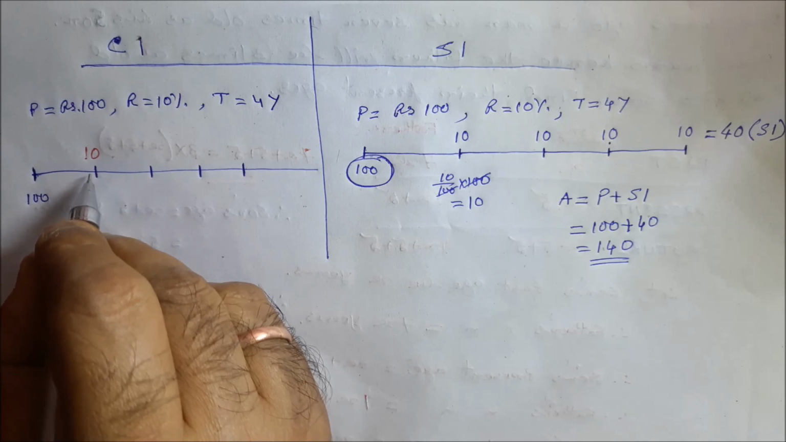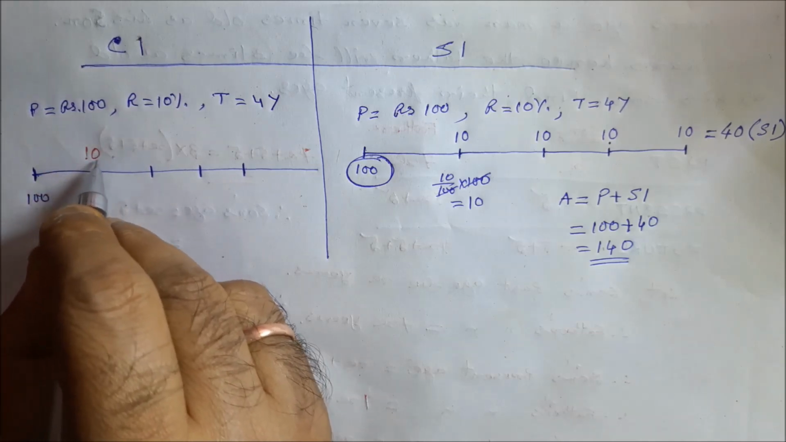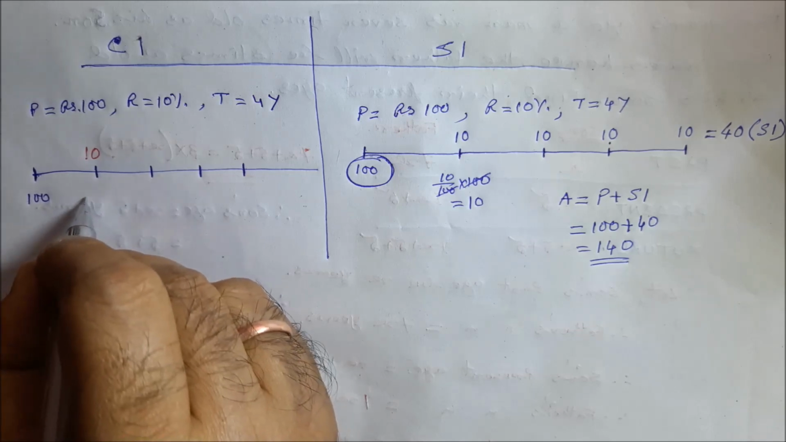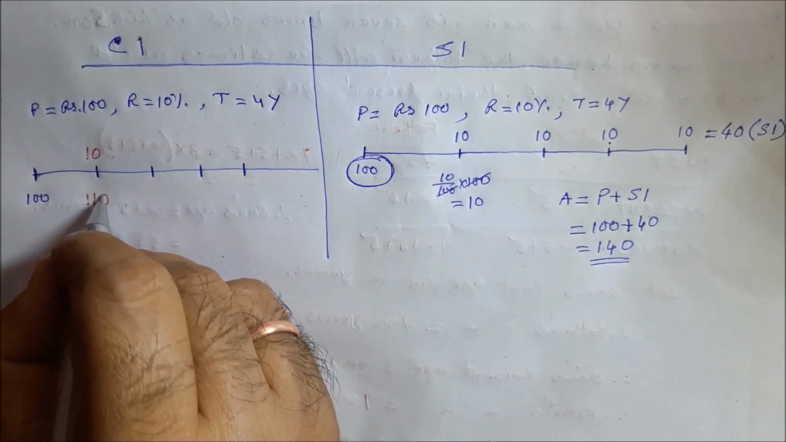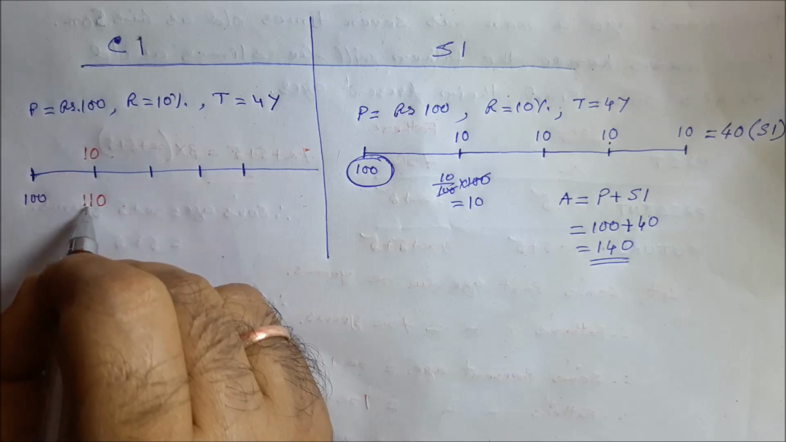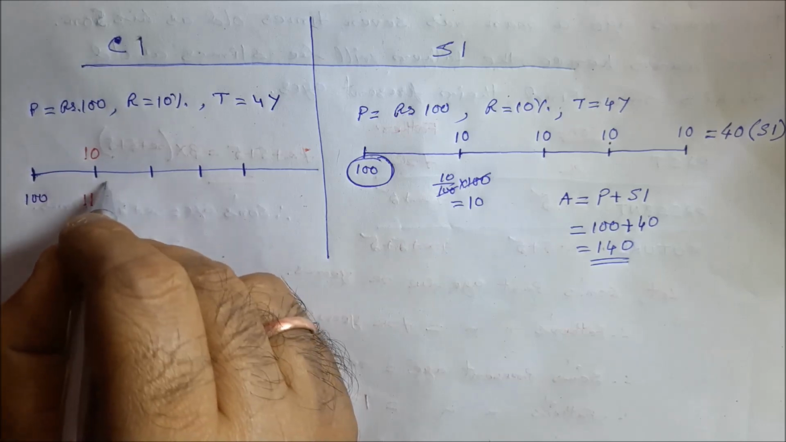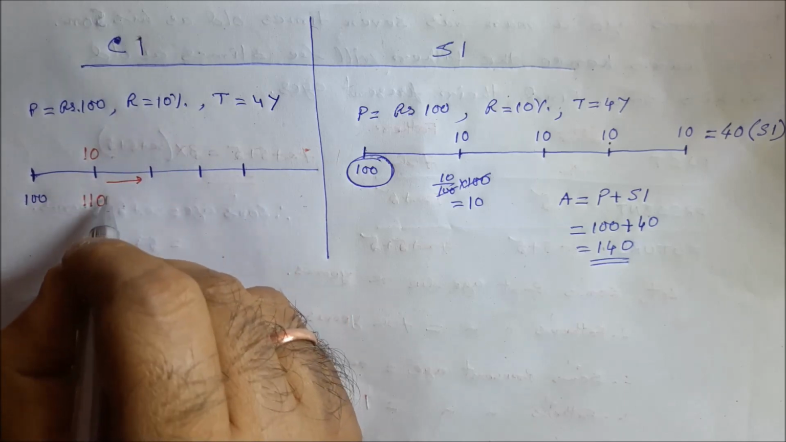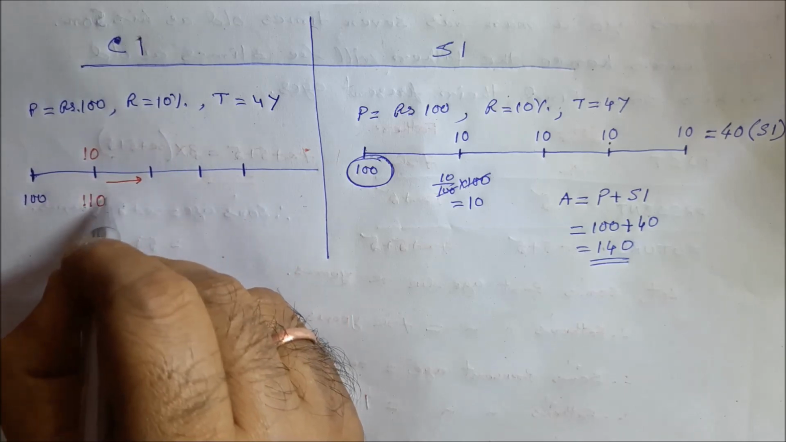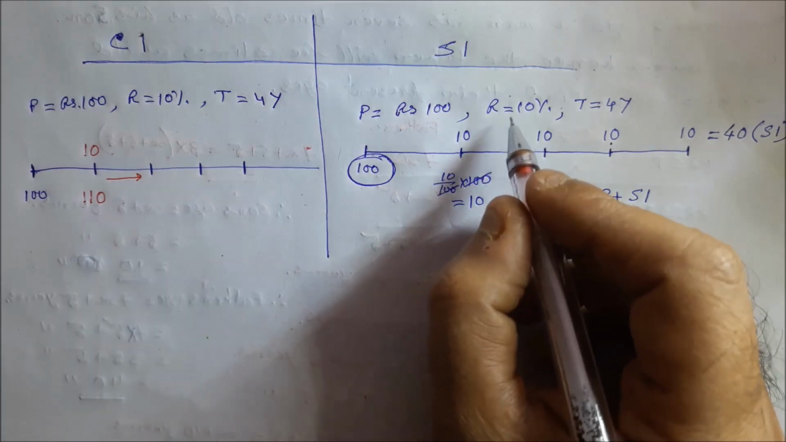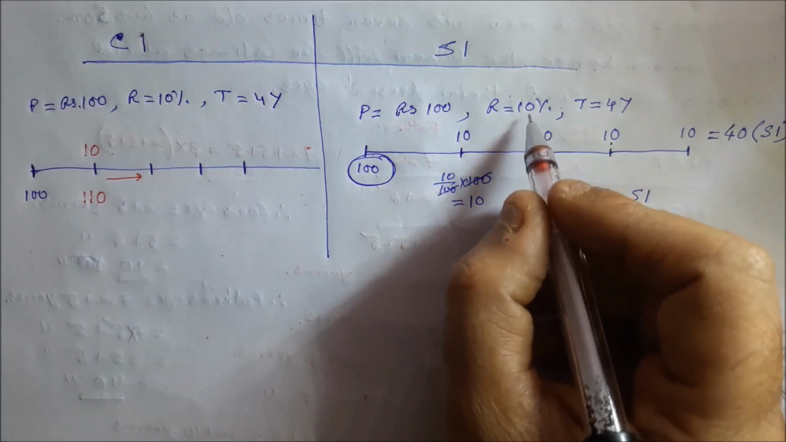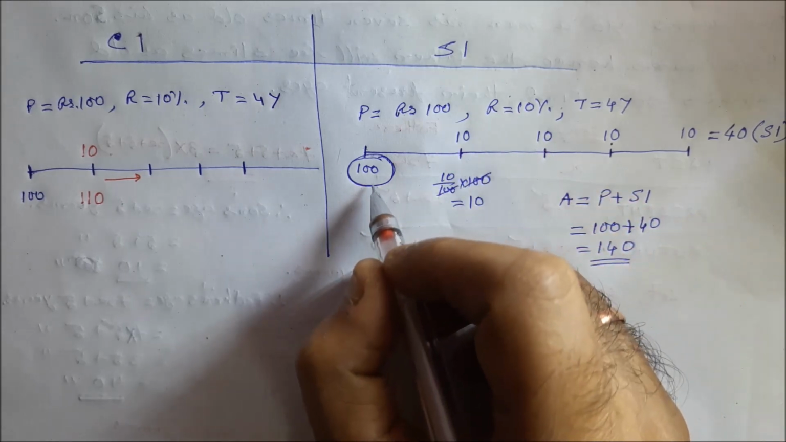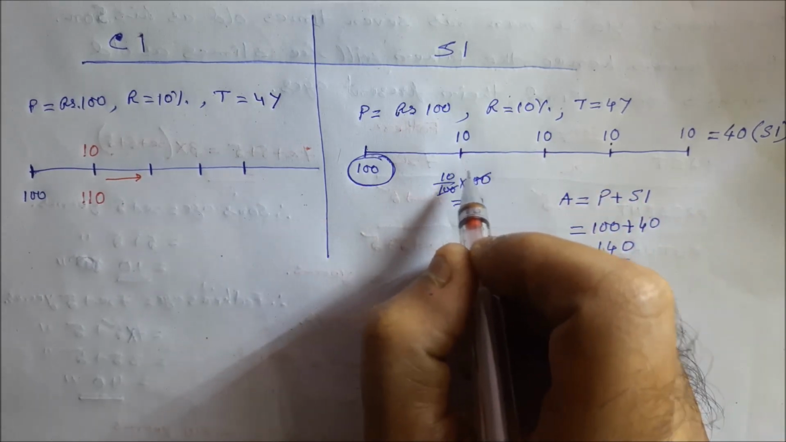So what will happen? This 10, means the interest amount, will be added to 100. So what will be the value? That is 110 rupees. Isn't it? 100 plus 10, that means 110. Now for the second year, the 10% interest will be given on the amount 110, not 100. In case of SI, the interest rate 10% will be applicable on the principal amount 100 every year, isn't it?